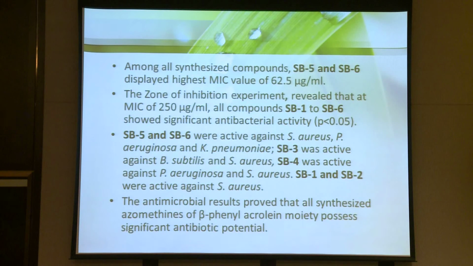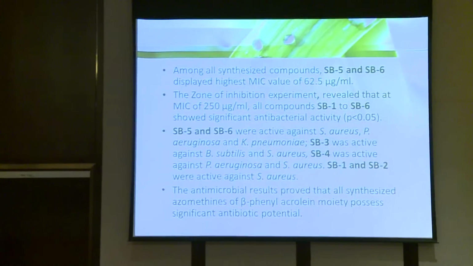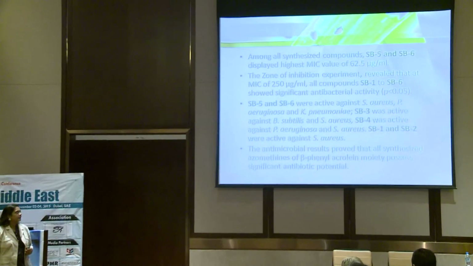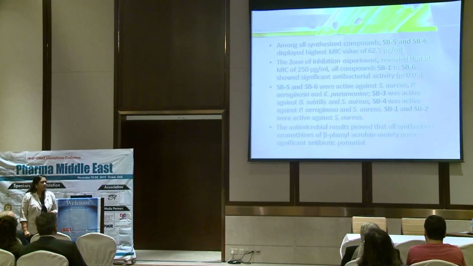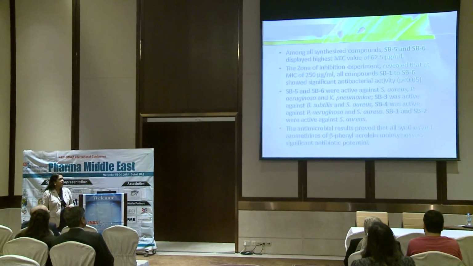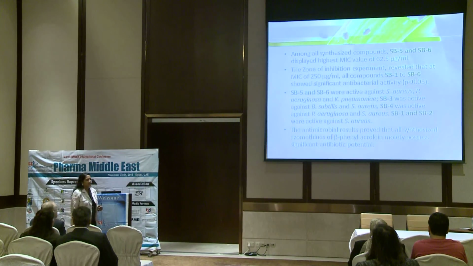Out of my studies, I have found that at a concentration of 250 microgram per ml, all the compounds from SB1 to SB6 have shown significant antibacterial activity. SB5 and SB6 were active against Staphylococcus aureus, Pseudomonas aeruginosa and also Klebsiella pneumoniae. SB3 is active against Bacillus subtilis and Staphylococcus aureus. SB4 is active against Pseudomonas aeruginosa and Staphylococcus aureus. SB1 and SB2 are active against Staphylococcus aureus.